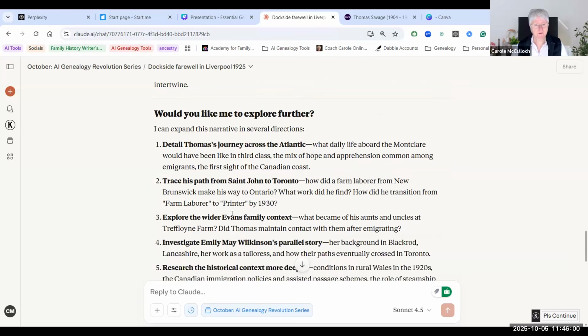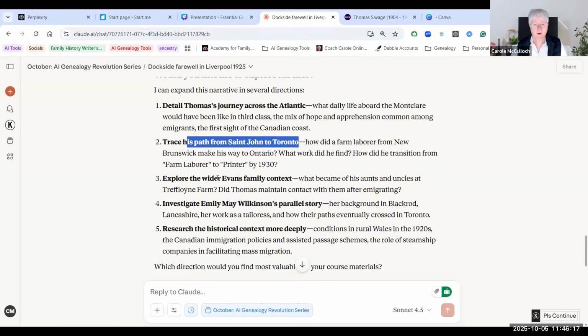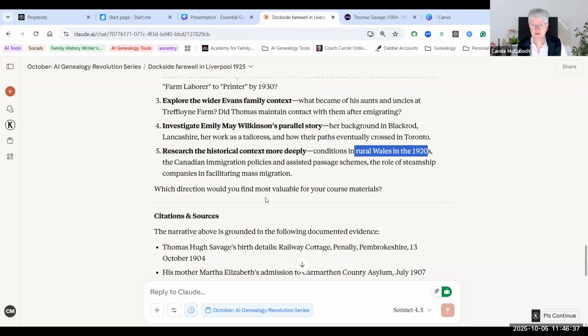Then goes on to ask if I'd like help to explore further. Perhaps a detail of Thomas's journey across the Atlantic, his path from St. John to Toronto, the wider Evans family context, or investigate the Emily May Wilkinson's parallel story and research the historical context more deeply, specifically about conditions in rural Wales in 1920s. Which direction would I find most valuable for my course materials?